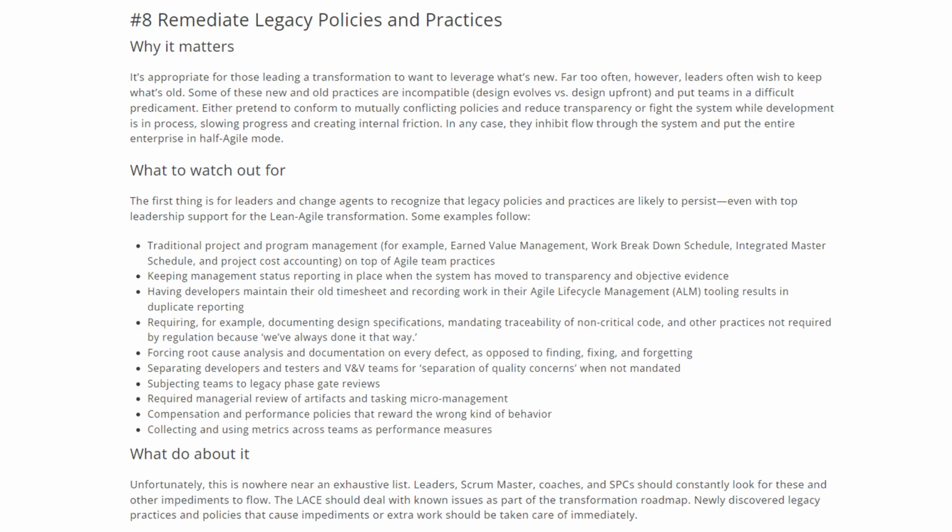Requiring documented design specifications, mandating traceability of non-critical code, and other practices that are not required by regulation because we have always done it that way. Forcing root cause analysis and documentation on every defect as opposed to finding, fixing, and forgetting. Separating developers and testers and BB teams for separation of quality concerns when not mandated. Subjecting teams to legacy phase gate reviews. Required managerial review of artifacts and tasking micromanagement. Compensation and performance policies that reward the wrong kind of behavior. Collecting and using metrics across teams as performance measures.